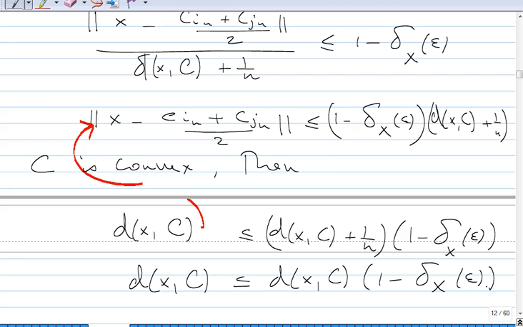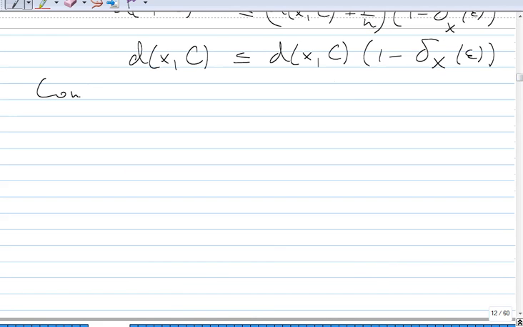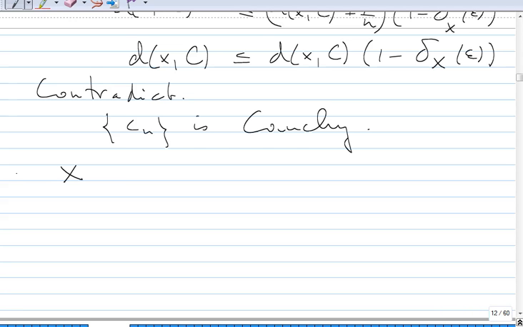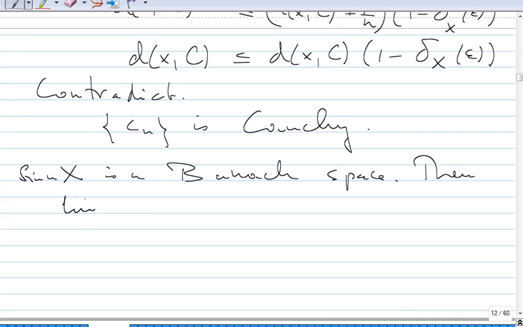Okay, so this will imply a contradiction, and therefore we have what? We have that Cn is Cauchy, not xn. Now we use the fact that it is Banach, so since X is a Banach space, then limit of the Cn's equal to C when n goes to infinity exists in C.